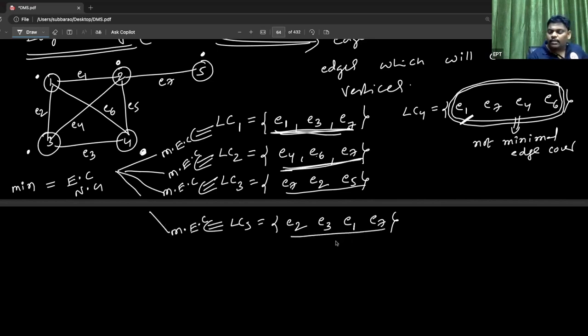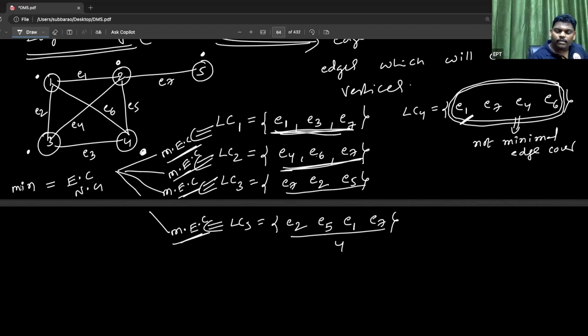But here 4 edges are there. Check if I have done anything wrong. Someone is saying E1, E3, E7. Someone is saying 1, 2, 5, 7. Let's go for that. First 2, next 5, next 1, next 7. Okay, fine. So this is also a minimal edge cover.